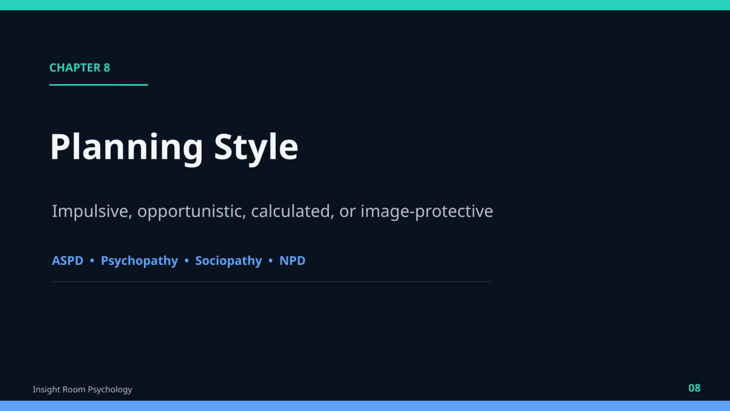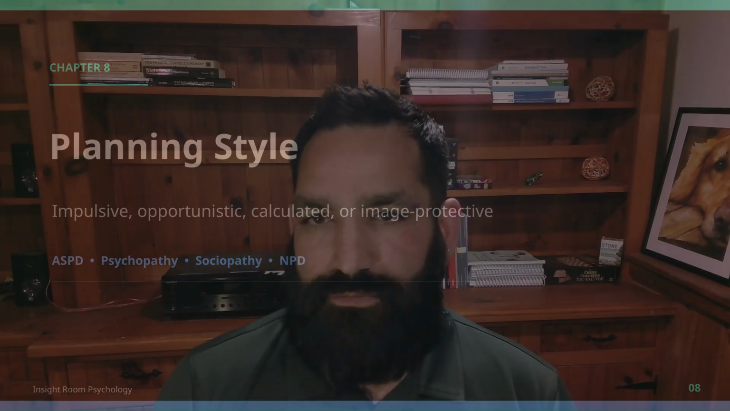Chapter 8, Planning Style. Planning style is another useful distinction. With ASPD, behavior can be impulsive, opportunistic, poorly planned, or reactive. That does not mean every person with ASPD is disorganized. Some can be very calculated. The diagnosis itself, though, includes patterns like impulsivity and irresponsibility. For example, someone may commit fraud, steal, or lash out without fully considering the long-term consequences.